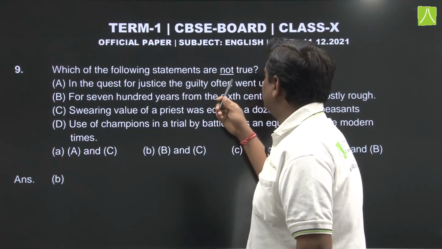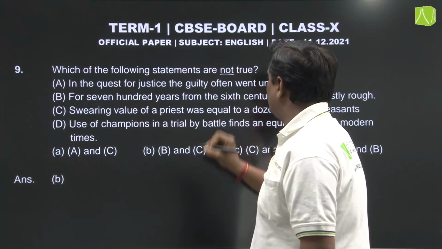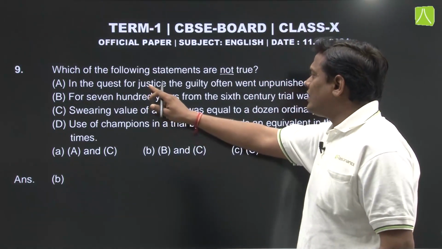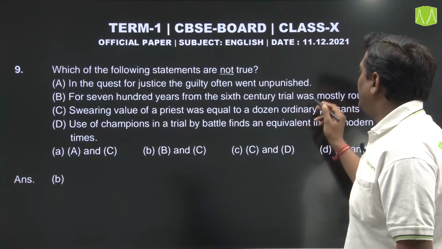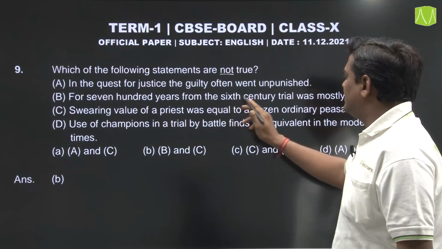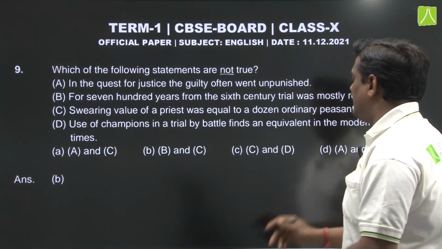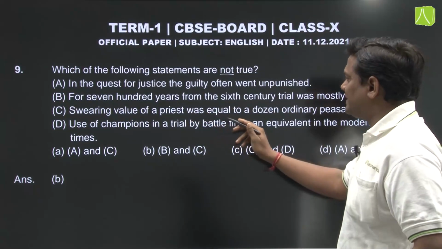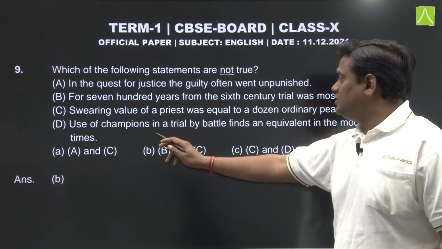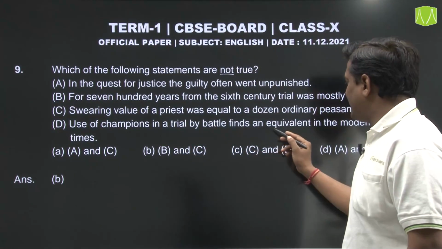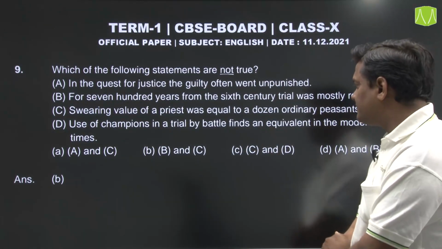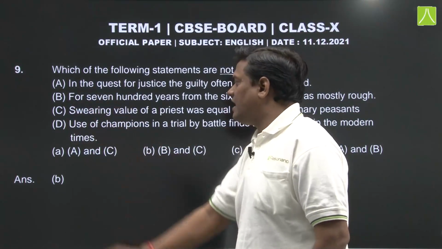Now, question number 9. Which of the following statements are not true? Meaning false. We have to find the false statement. In the quest for justice, the guilty often went unpunished. Right, this is true. For 700 years from the 6th century, trial was mostly rough. Swearing value of a priest was equal to a dozen ordinary peasants. Use of champions in a trial by battle finds an equivalent in modern times. So, option B, meaning B and C, are correct.